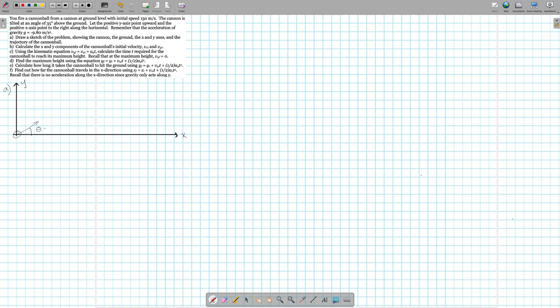Angle theta is 35 degrees. And it has an initial speed, v initial, of 150 meters per second. Okay, so there's our sketch, and after we launch that cannonball, it's going to do a trajectory that looks something like that. So there's question A. Now let's go to question B.